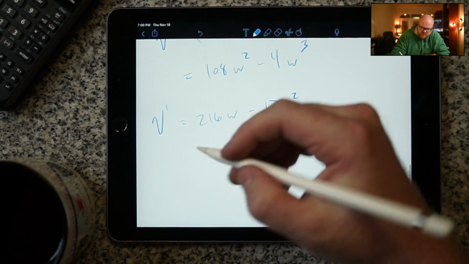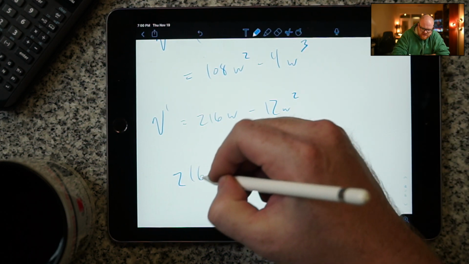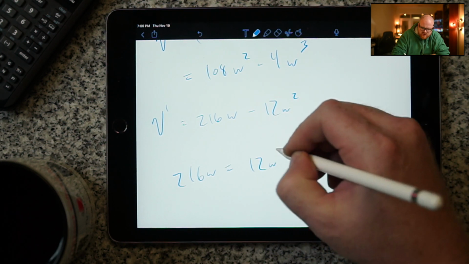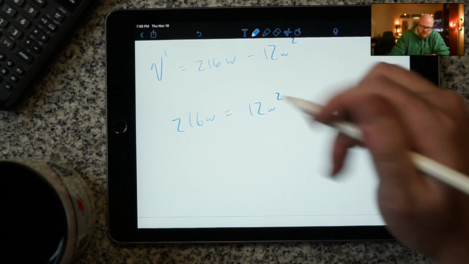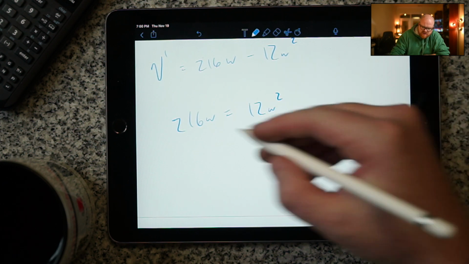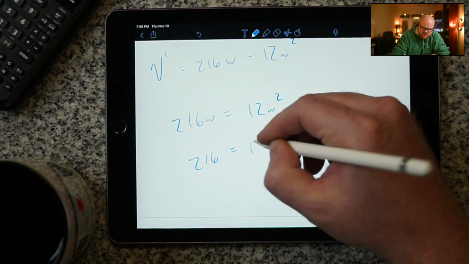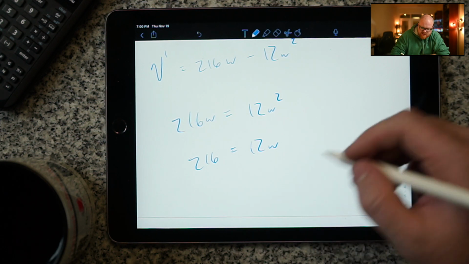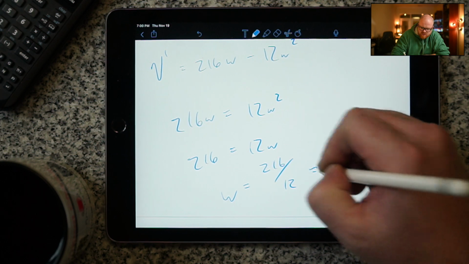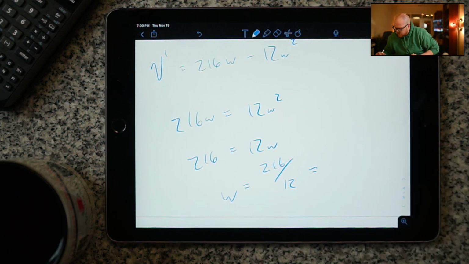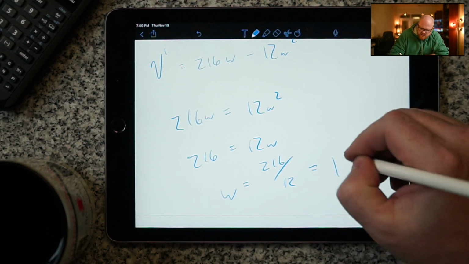Set this statement equal to 0. So that'll be 216 W equals 12 W squared. Do you follow that? Yeah. Okay. And then if we divide each side by W, we'd get 216 equals 12W. And then if we divide each side by 12, we'd get W equals 216 over 12, which I get 18.